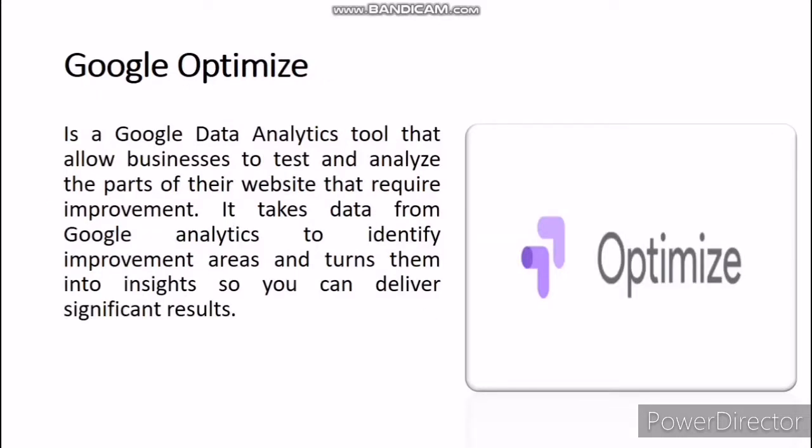Google Optimize is a Google data analytics tool that allows businesses to test and analyze the parts of their website that require improvement. It takes data from Google Analytics to identify improvement areas and turns them into insights so you can deliver significant results. Testing variations of your website allows you to focus on areas that give better results and work best for your audience. Some features include A/B or A/B/N testing, split testing, multivariate testing, and server-side experiments.